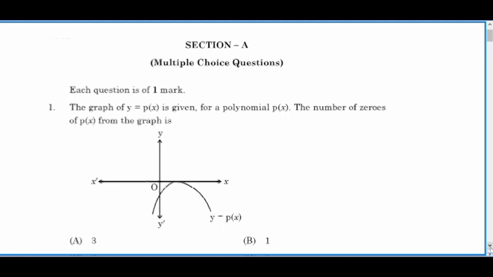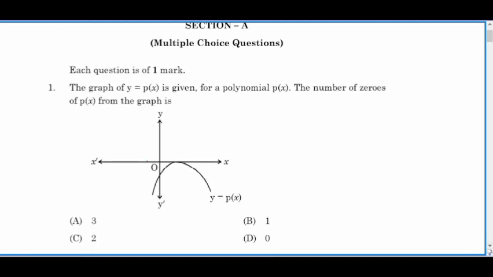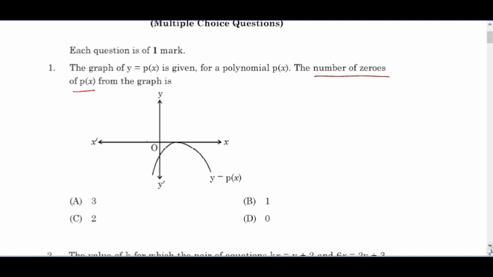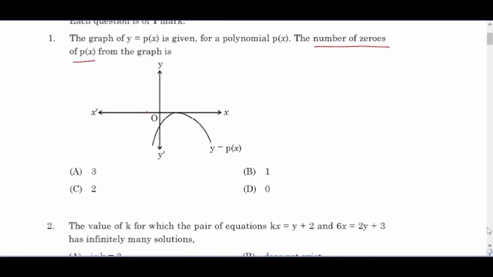Section A, first question. There is a graph given, and it asks for the number of zeros of this polynomial. This is a quadratic graph, and for a quadratic graph the number of zeros is 2. Very simple question, straightforward.